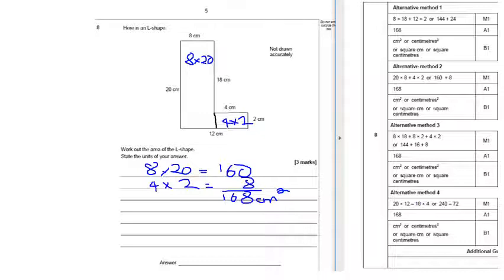Oh, this method here, they're saying they've cut it in a different place. I think they've cut it there instead. 8. Yes, so they've cut that one. They've cut it like that and that. I can't be bothered to read all that lot. But you can see 168 and then 1 mark for the cm squared. Okay.